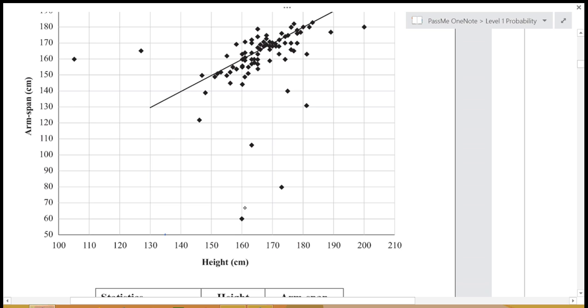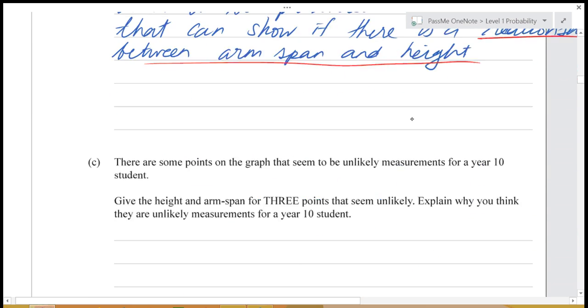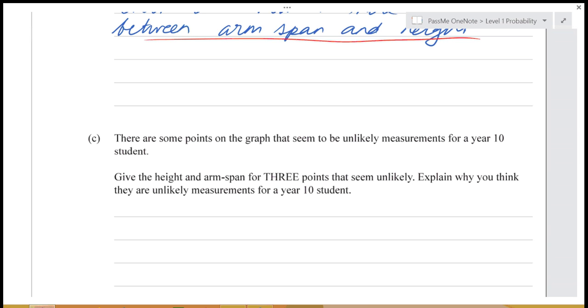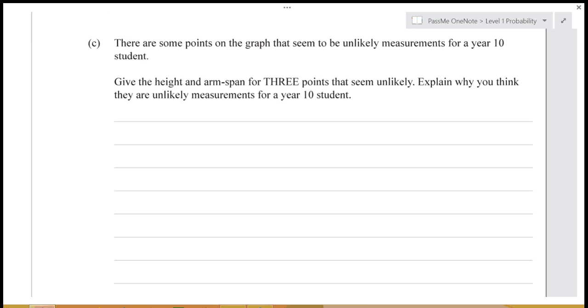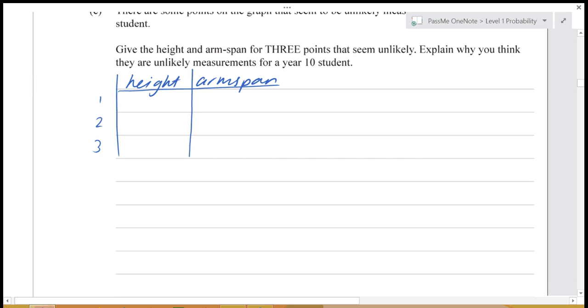So I'm going to choose these two because they seem so out of proportion between the height and the arm span. And this one here, simply because it's quite unlikely in a set of data this small that you'd have someone that short. So it's asking us to give the height and arm span for 3 points that seem unlikely. So what we'll do is make a little table here to keep it nice and tidy. So we'll go height, arm span, and we'll come down 3 lines here, for our 3 ones.